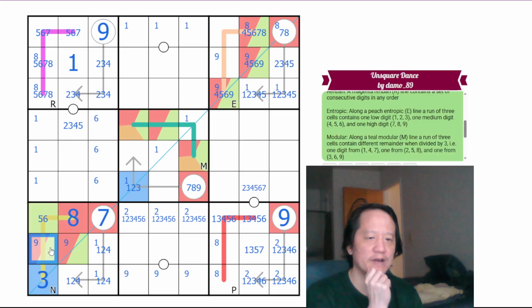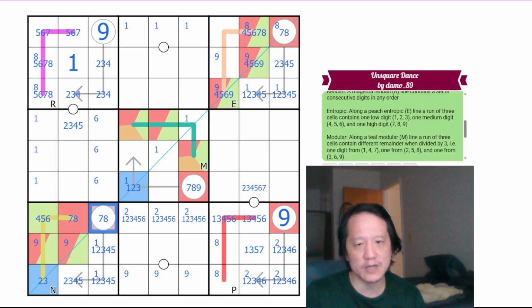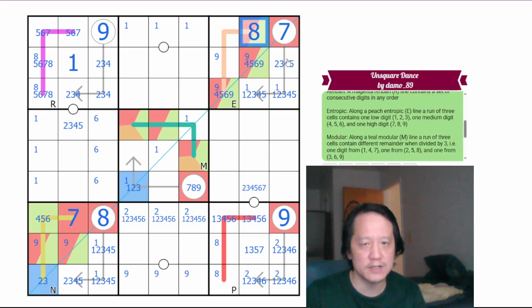But we only have 5, 6, or 9 available. 5 or 6 is always going to be consecutive with 5 or 6, and 9 is always going to be consecutive with 8. So that's not going to work in that case. So this cannot be 7, therefore this must be 8, which makes that 7. 8 eliminates 8 there, so that's 7, which makes that 8. Therefore, this must be 1, 2, and 4 here.